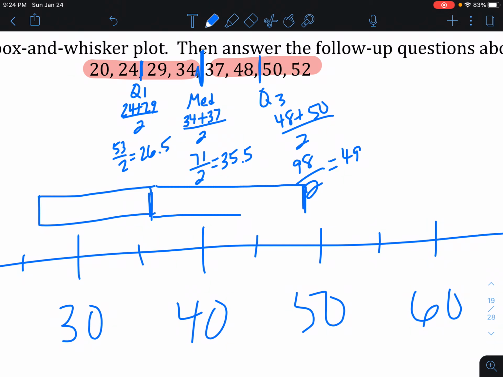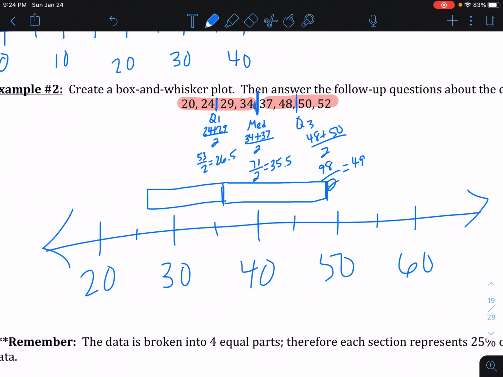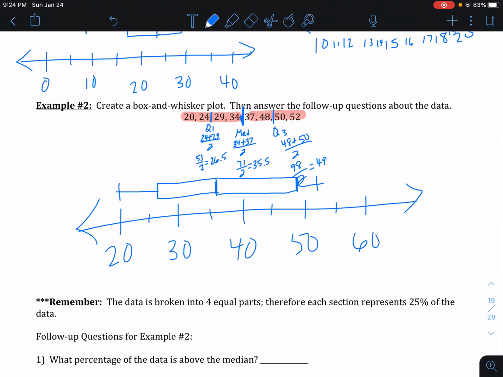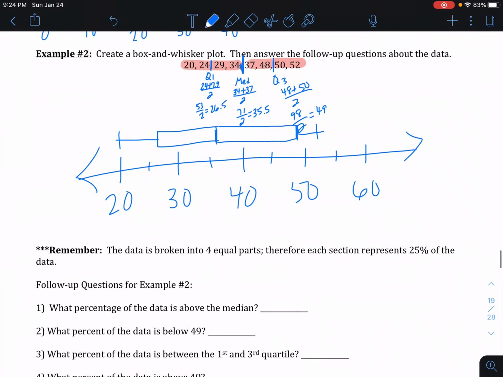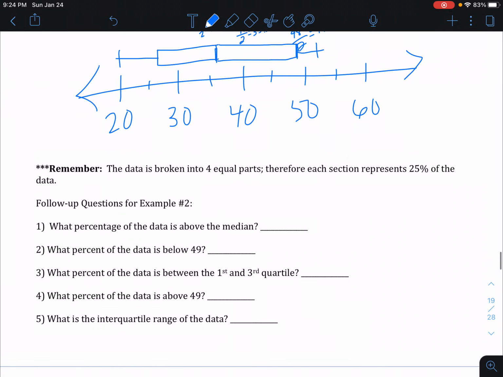Really spread out middle. The middle numbers are really spread out, those middle half, or middle 50%, of my numbers. And then the whiskers go down to your lowest number, 20, and up to your highest number, 52. All right, so let's do some questions for this. Again, we need to remember the data is broken up into 4 parts. Therefore, each section represents 25% of the numbers of the data.